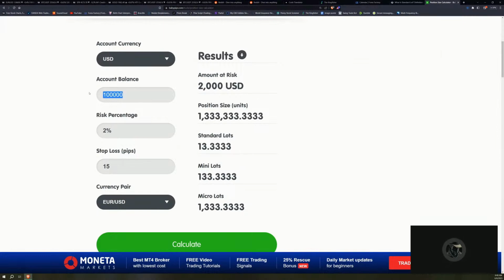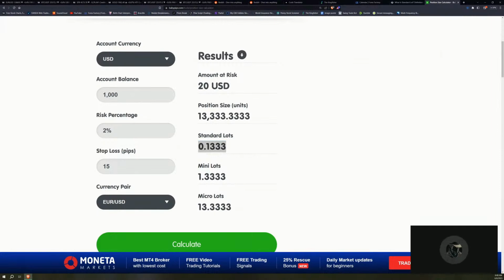And then again, if you have a $1,000 account balance, you're risking 2%. That means if you stop out, you are only going to lose $20. And it's the same exact trade with a 15 pip stop loss. Do a calculation, and now you would be putting in 0.1333 standard lots to manage your money that way.